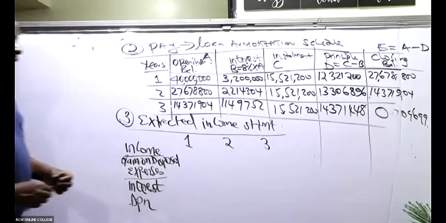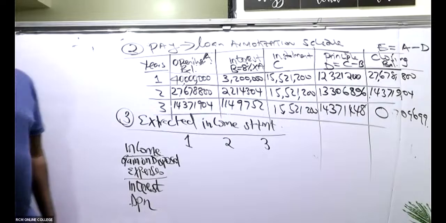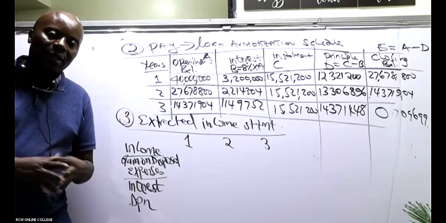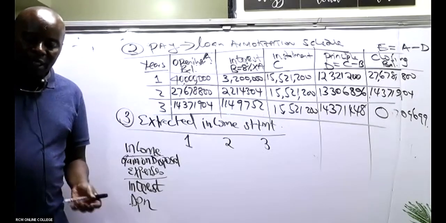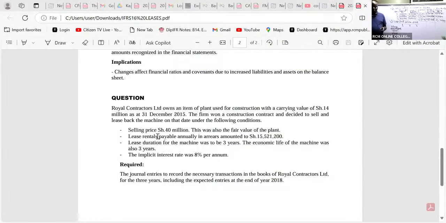Can somebody give me the gain on disposal that we shall book in year one? Remember, this asset initially was ours. We sold it for 40 million, and by the time we were selling it, its net book value, the carrying value, was 14. So we made a huge profit, really. We sold it for 40 when it was worth 14 in our books. So 40 minus 14, that will give us how much? Somebody please give me that figure.